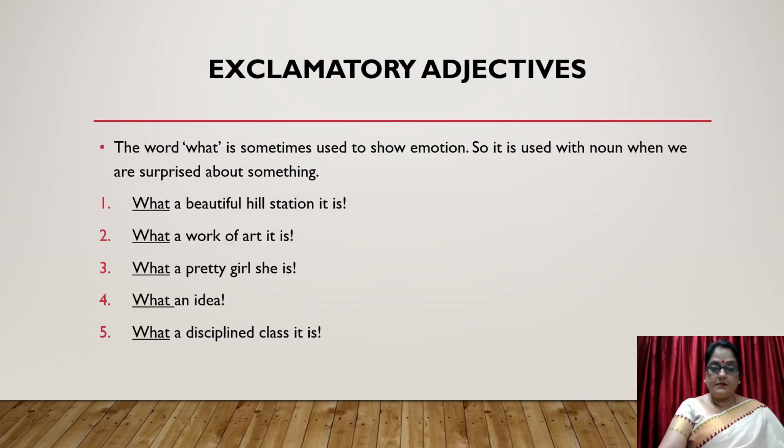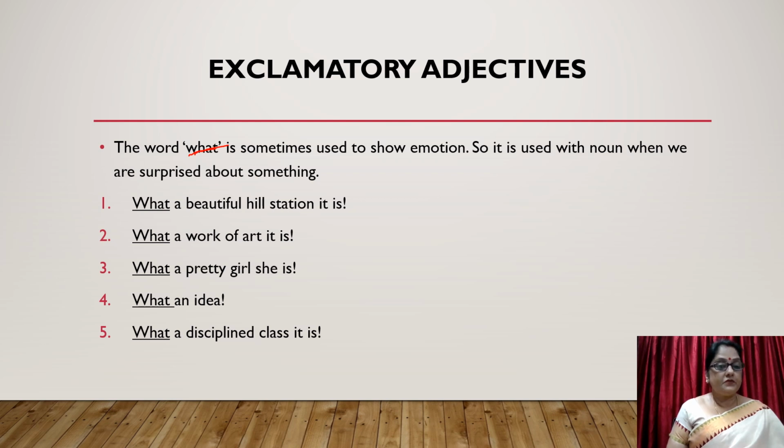Now the next one is exclamatory adjectives. Exclamatory adjectives means the word what is sometimes used to show emotion. It is used with a noun when we are surprised about something. Means we use the word what to show surprise. For example, what a beautiful hill station it is.